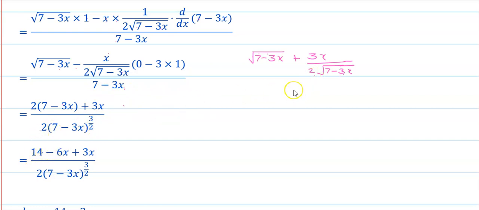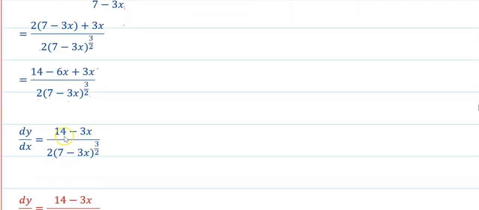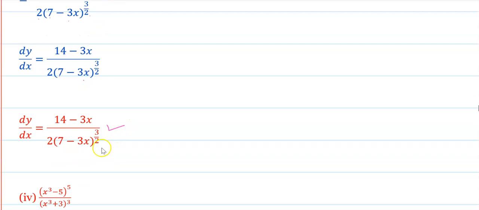Okay. Is simplification. Okay. Now next simplification, 2 into 7 is 14. 2 into minus 3x minus 6x plus 3 upon 2 in bracket 7 minus 3x raised to 3 by 2. Okay. And next is a minus 6x plus 3x, then you will get minus 3x. And hence 14 minus 3x upon 2 in bracket 7 minus 3x raised to 3 by 2. And hence the dy by dx is equals to 14 minus 3x upon 2 in bracket 7 minus 3x bracket raised to 3 by 2.